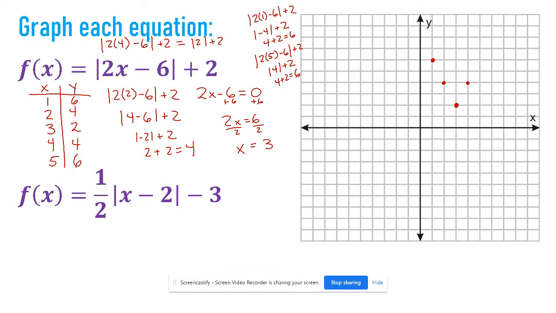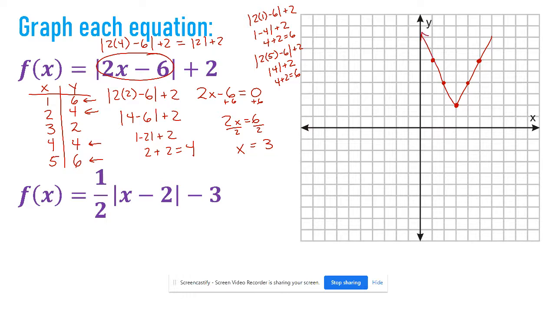So what you should get, if you start by finding that vertex point where the absolute value is equal to 0, then when you go on either side of that, you should get numbers that match. So here we got 4 and 4. We got 6 and 6. And you should get this V shape. So this is the graph of absolute value of 2x minus 6 plus 2.